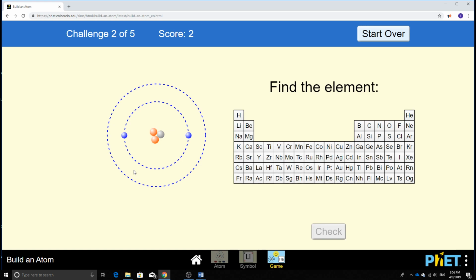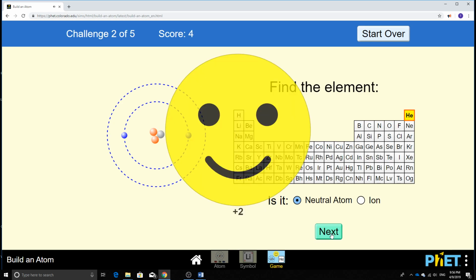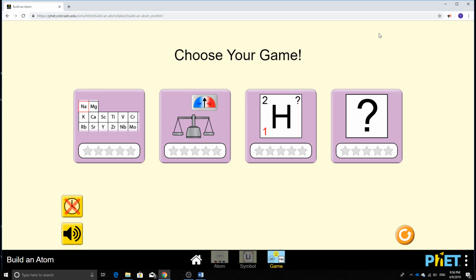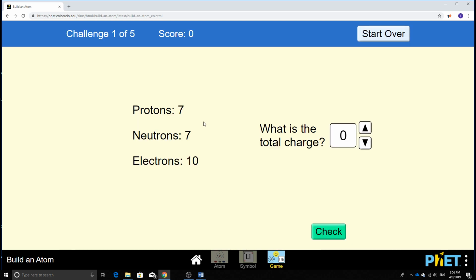And this time it's asking it in a different way, but it's still the same question. You just have to ask yourself, how many protons are there? There's 2. 1, 2. It must be helium. Well, if it's helium, is it neutral or is it an ion? Well, I've got 2 protons and I've got 2 electrons. So they cancel each other out. Once again, I've got a neutral atom. Check. Yes. Okay. So you can keep going and test yourself out. But you can see they have various ways of questioning you and quizzing you on the same thing. So this is very good practice. I highly suggest you do this.